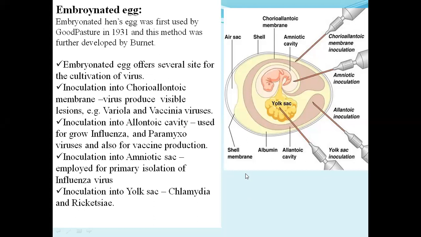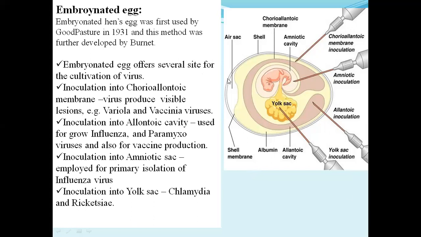Next is the embryonated egg. The embryonated chicken egg is used here. Embryonated hen's egg was first used by Goodpasture in 1931, and this method was further developed by Burnet. The embryonated egg offers several sites for the cultivation of viruses.